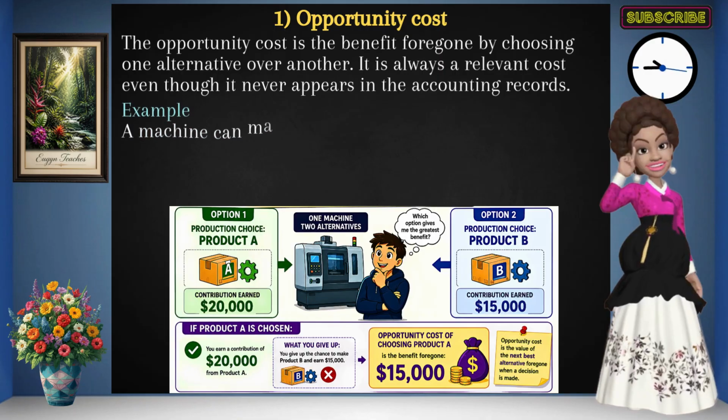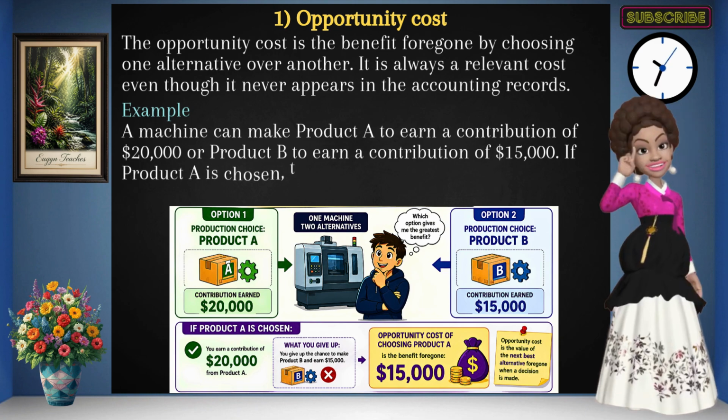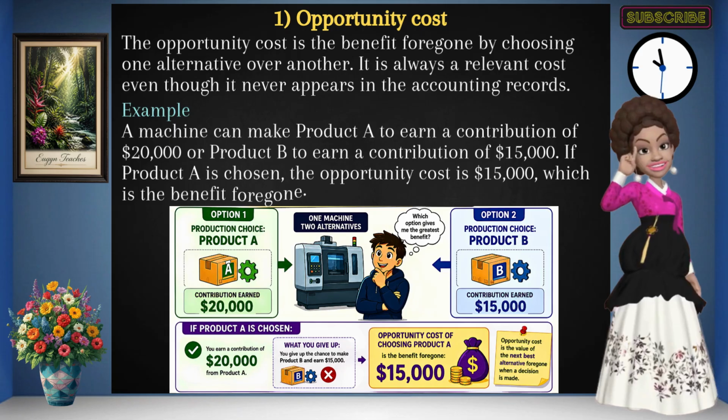Example, a machine can make product A to earn a contribution of $20,000 or product B to earn a contribution of $15,000. If product A is chosen, the opportunity cost is $15,000, which is the benefit foregone.